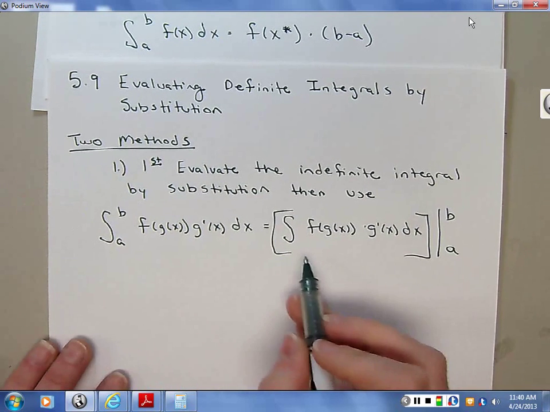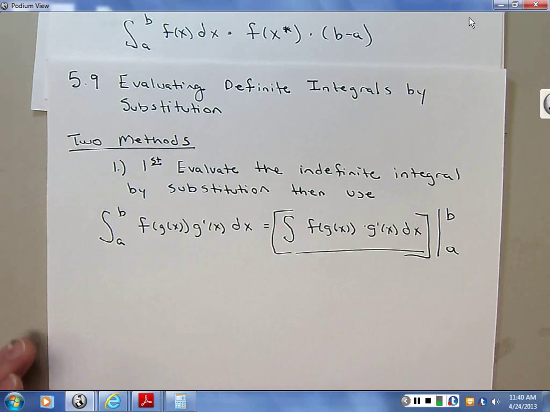So we've dealt with problems like this, right? Where we have to do a u substitution, we do the u substitution, we get the integral in terms of u, we integrate that, we get the antiderivative in terms of u, then everywhere we have a u, we replace that with what the function is in terms of x, and we get our antiderivative in terms of x. And then we use our x bounds, right? These are the bounds on x. So I can't plug that into the u function.